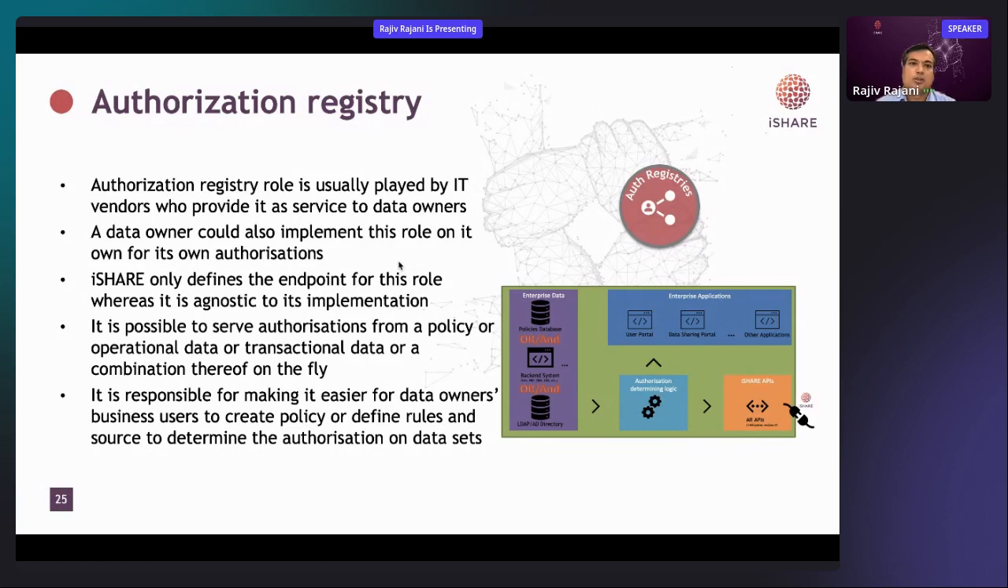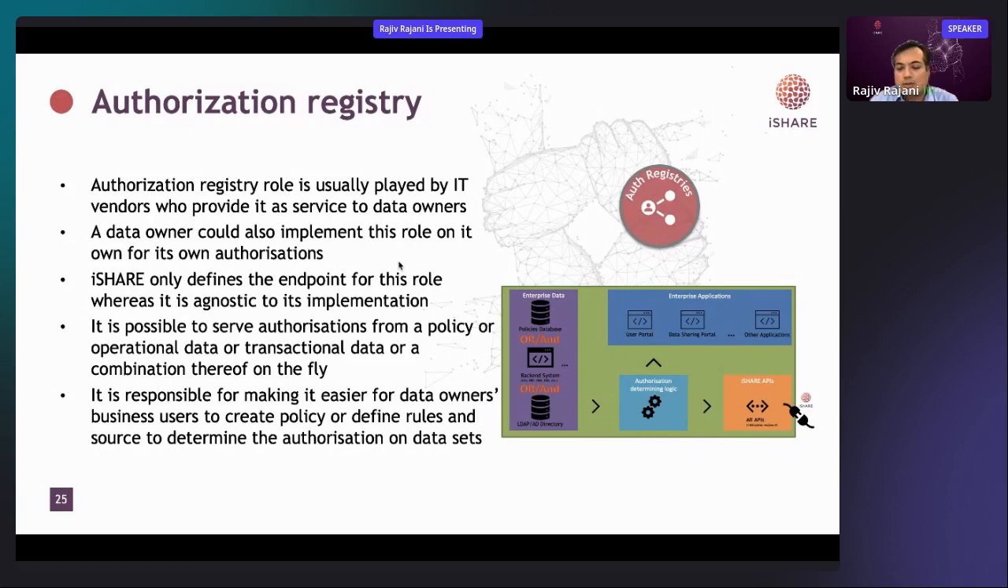service providers. The important thing to note is the authorization registry specification in iShare only specifies the API endpoint, and it is completely agnostic of how the authorization registry functionality itself is implemented. That essentially means the iShare framework does not define which standard to use for storing policy. For example, it can be SAML, XML, ORDL, or any other such standard to store the policies.